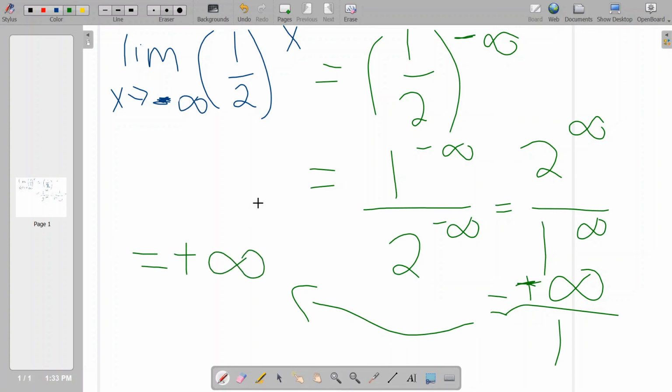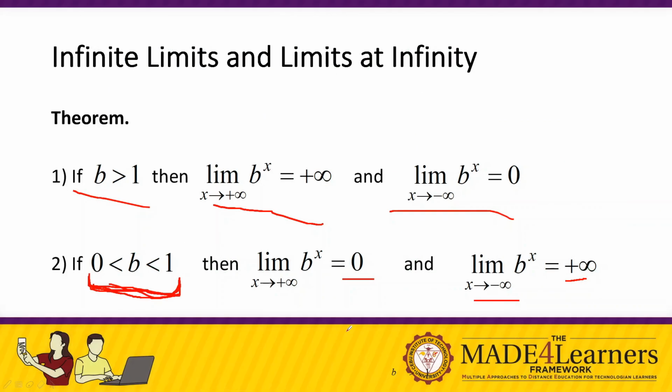And that's explained. This explains theorem number 2. If you're confused, you don't need to memorize this. You just need to understand what happens when you try to use the substitution rule. Again, you can actually use the substitution rule when you are dealing with this, as long as you understand the process. But if you remember this, you can evaluate exponential functions at infinity.